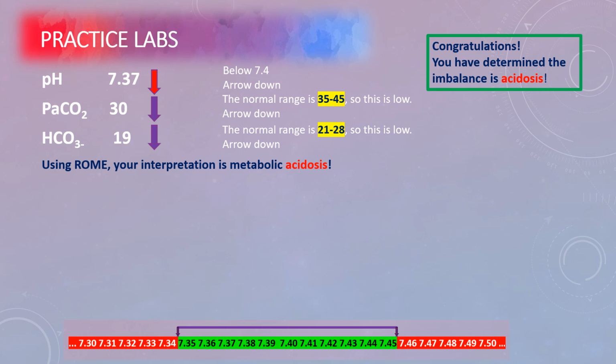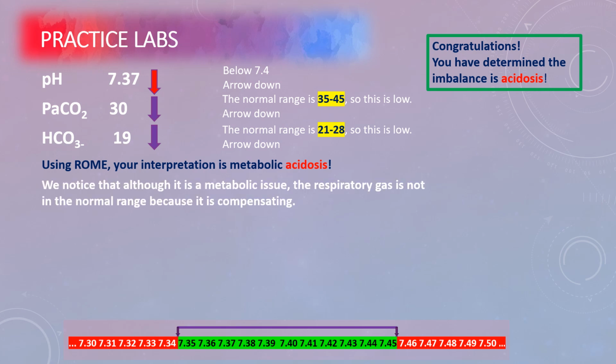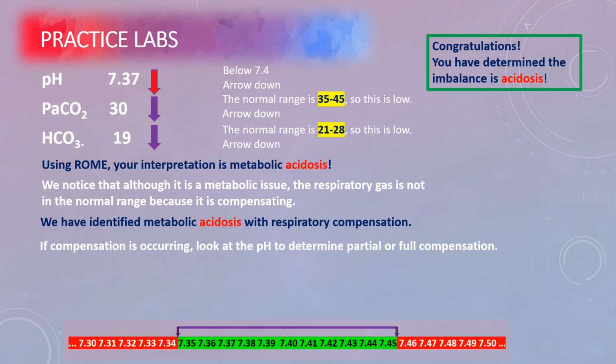Using ROME, your interpretation is metabolic acidosis. We notice that although it is a metabolic issue, the respiratory gas is not in the normal range because it is compensating. We have identified metabolic acidosis with respiratory compensation.